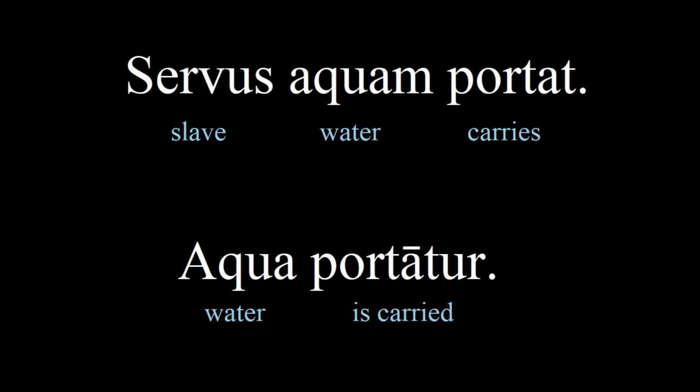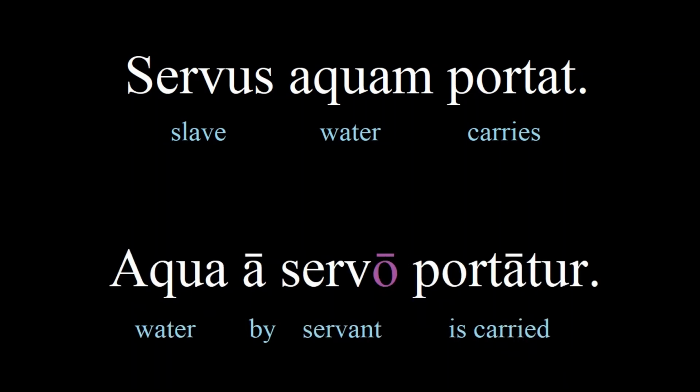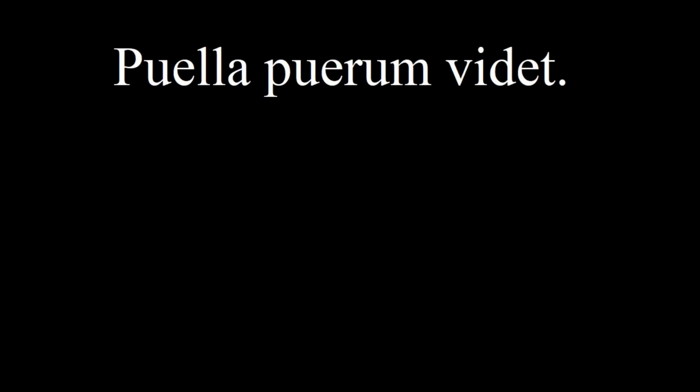And if we want to add by the slave, we use the following construction. Aqua a servo portatur. The water is carried by the slave. As you may have guessed, the noun following a is declined in the ablative case. Try a sentence for yourself now. Change the following sentence into the passive form.